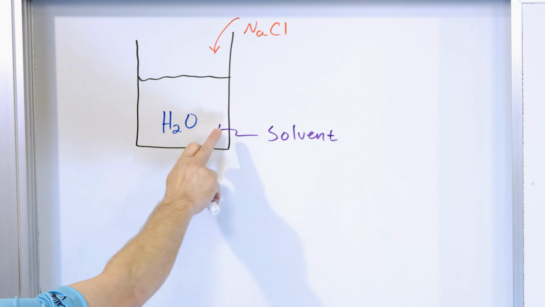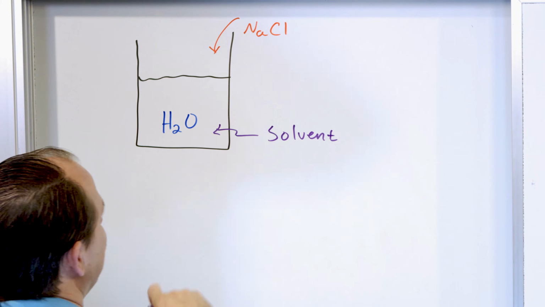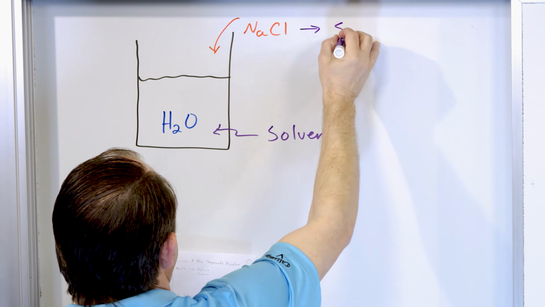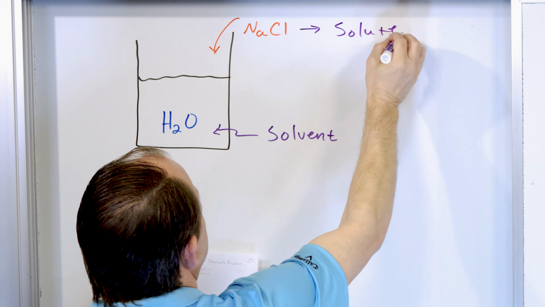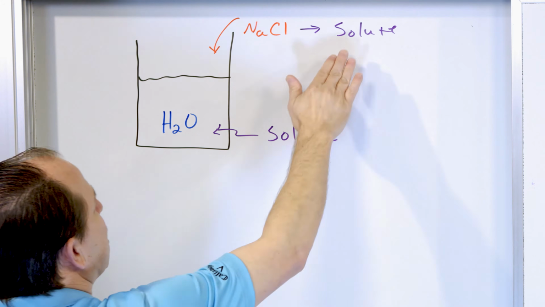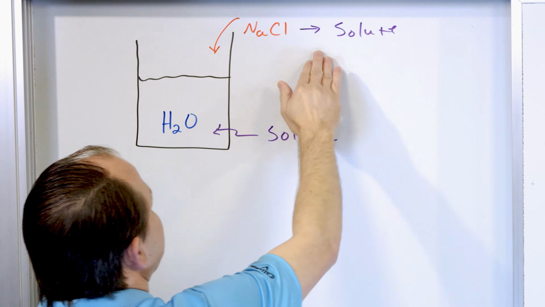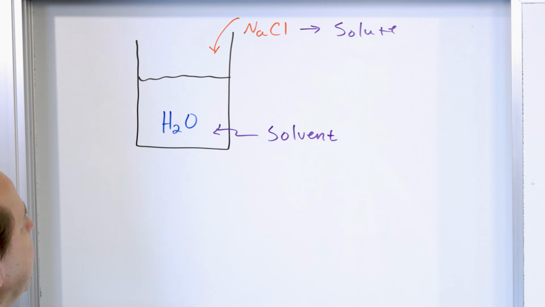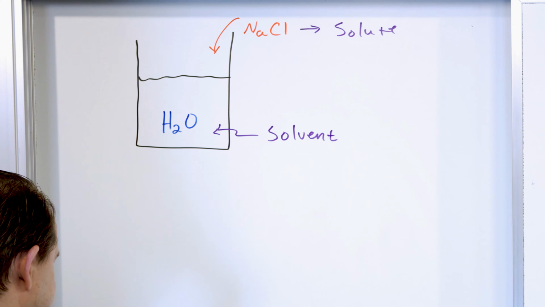So the water is what is doing the dissolving. It's called the solvent. And whatever you put into the top is called the solute. It's a little bit of a weird word, but it's called the solute. So that is what goes into the water. If you're putting sugar in there, you would call that the solute. If you're putting sodium chloride, that's the solute. If you put carbon dioxide, you would actually call that the solute. And whatever is doing the dissolving is called the solvent.